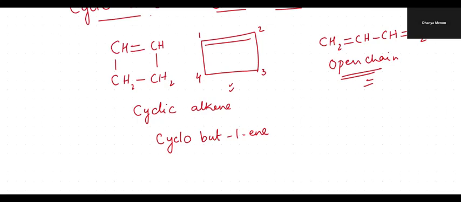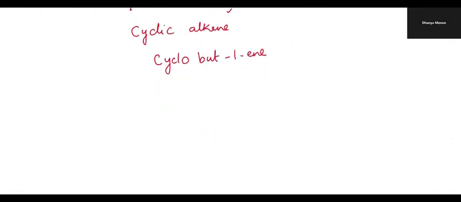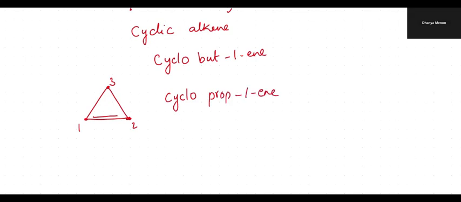Similarly, if I have something like this, this is one carbon, this is another carbon, this is another carbon. So 1, 2, 3. Is this a cyclic substance? Yes. So we name it what? Cyclo. 3 carbon atoms are there, so the root word is prop, 1-ene. The double bond is at the first position.